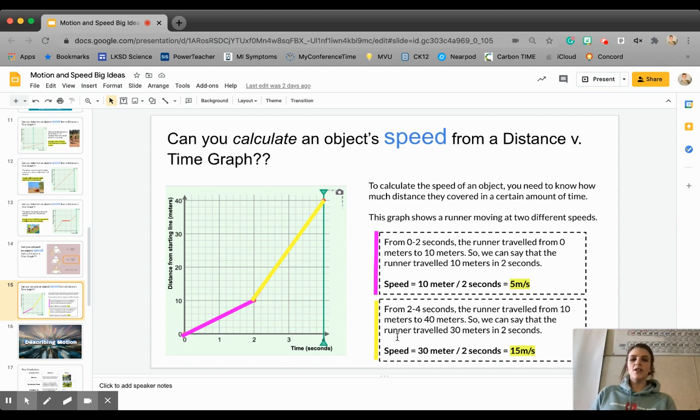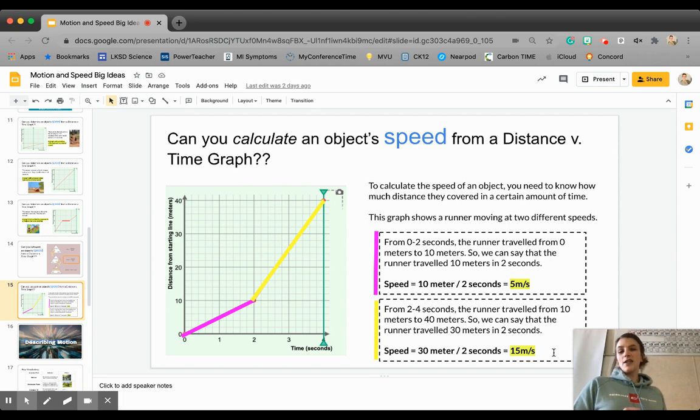Now we want to calculate the speed during only the yellow interval. We're going to kind of pretend that the pink one isn't there anymore. We only care about the yellow. So for that yellow interval, the rise was from 10 up until 40. And then the run is from 2 seconds to 4 seconds. So what was our rise? Our rise was a total of 30 meters in 2 seconds. We plug that into our formula, and the speed is 15 meters per second.